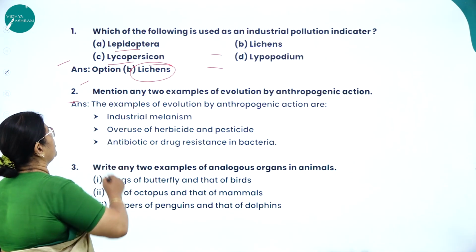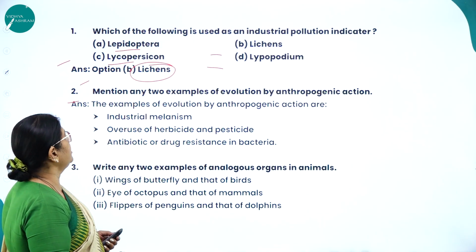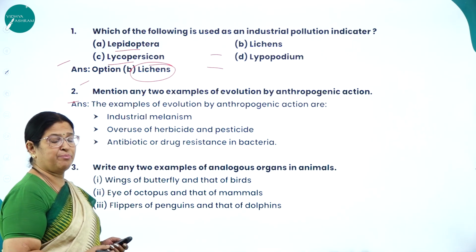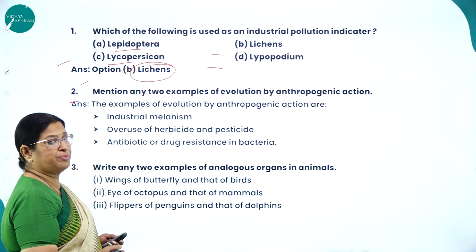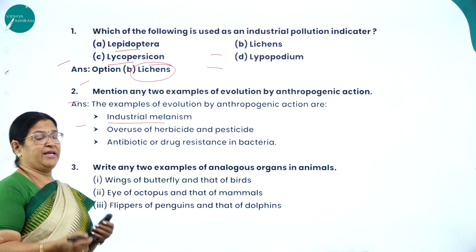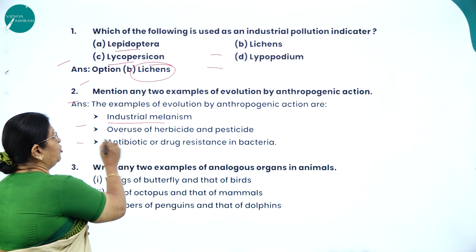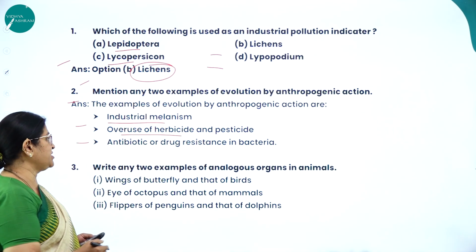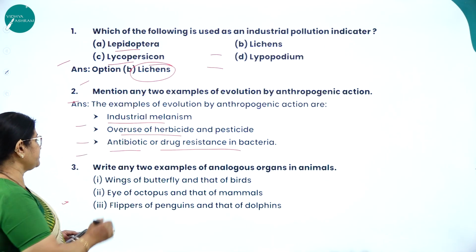Moving on to question number 2. Mention any two examples of evolution by anthropogenic action, man-made activities. The examples of evolution by anthropogenic action are industrial melanism, which is explained with Biston betularia that happened in England, then overuse of herbicides and pesticides, and antibiotic or drug resistance in bacteria.